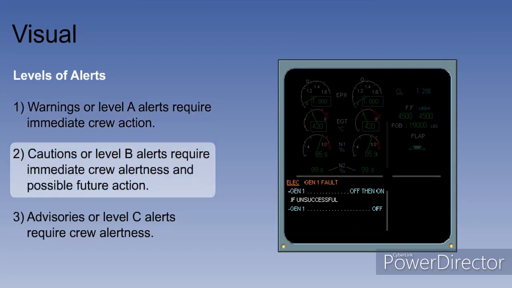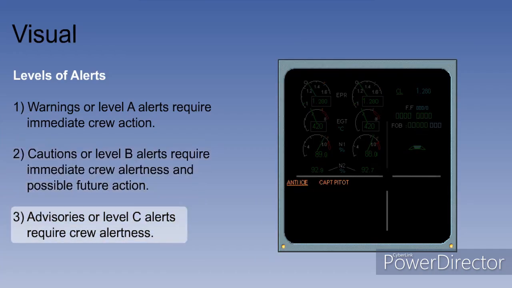The second level is cautions or level B alerts, which appear in amber or yellow and require immediate crew alertness with possible future action. The third level is advisories or level C alerts, which appear in any other colour than red and require crew alertness. Unlike the previous alerts, there are no actions to be completed.